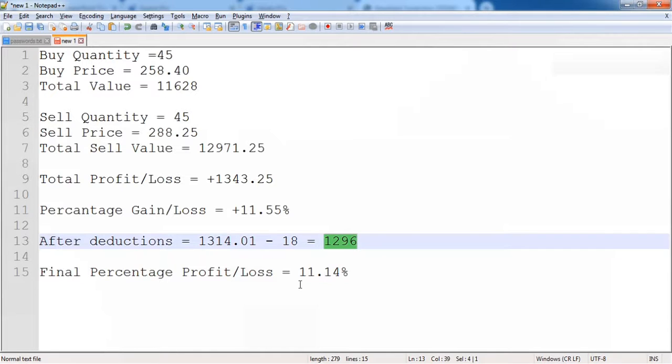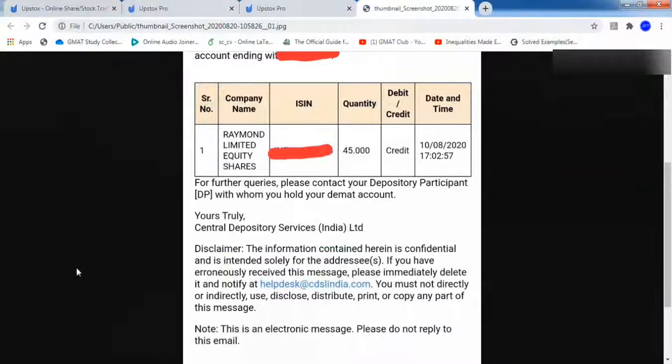So without any ado, we have two things to see. First thing, how I have entered and why I exited today. Second thing, how these deductions are done and how to calculate using the Upstox calculator. First, we'll go to Upstox.